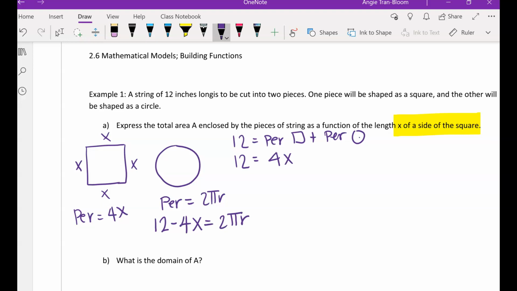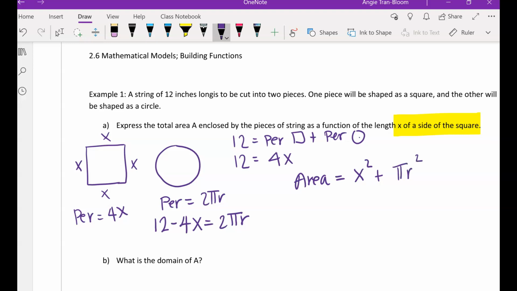So you can go over here, but I'm not interested in perimeter. What are we interested in? Area. I want the area formula in terms of x. Well, area of the square is just x squared. True or false? True. Area of the circle is? Pi r squared.